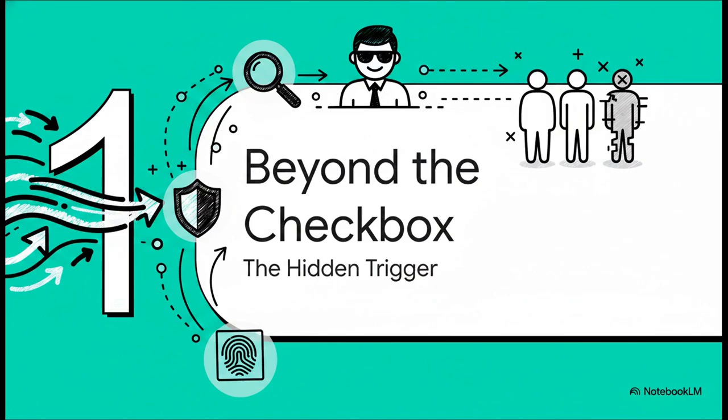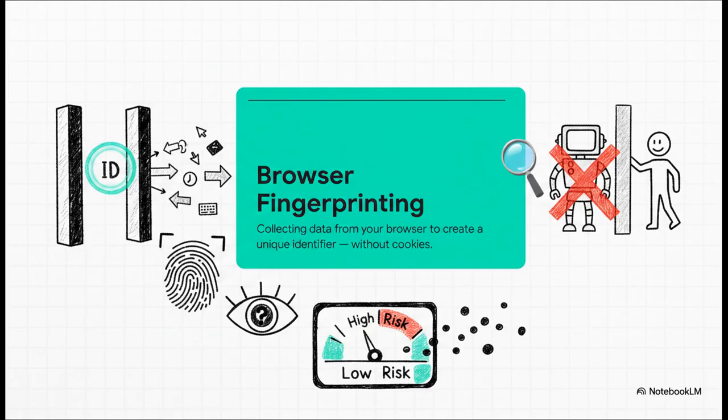Section 1. Beyond the checkbox, the hidden trigger. So let's totally reframe how we think about CAPTCHAs. Imagine the system as this invisible bouncer standing at the door of a club, checking your digital ID for any suspicious inconsistencies before you even try to get in. It does this through something called browser fingerprinting. Essentially, it's collecting dozens of tiny data points from your browser to create a unique identifier, and it does this completely without cookies. It takes this invisible fingerprint and calculates a risk score, silently asking, does this environment look like a real, consistent human user, or is this an automated script?